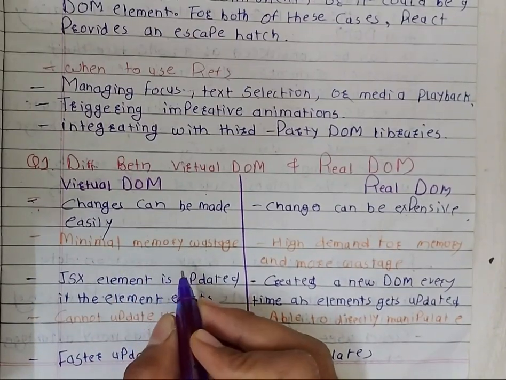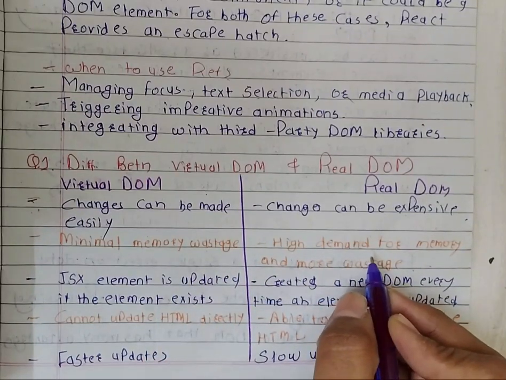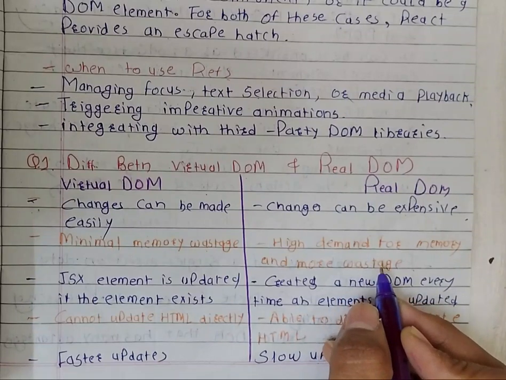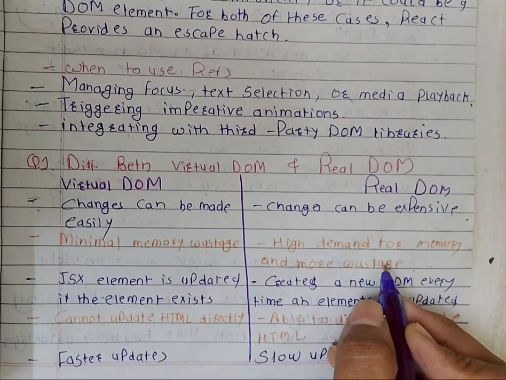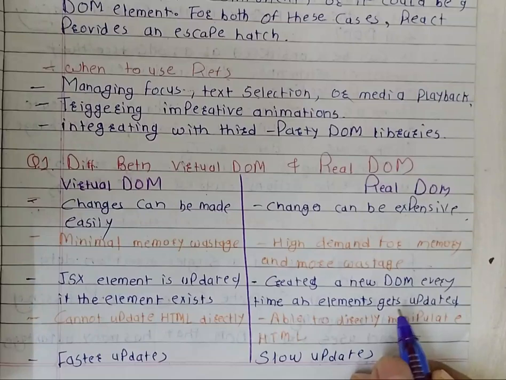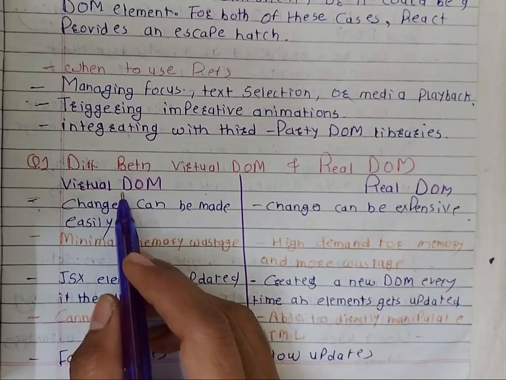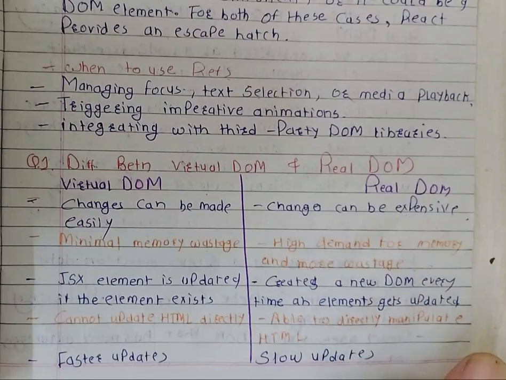In the case of the real DOM, if any change happens within the page, instead of checking whether a change has happened or not, it always updates the whole DOM again and again. This operation makes it slow. That is why the virtual DOM is faster, and in React, the virtual DOM and real DOM are synced with each other by using the reconciliation algorithm.